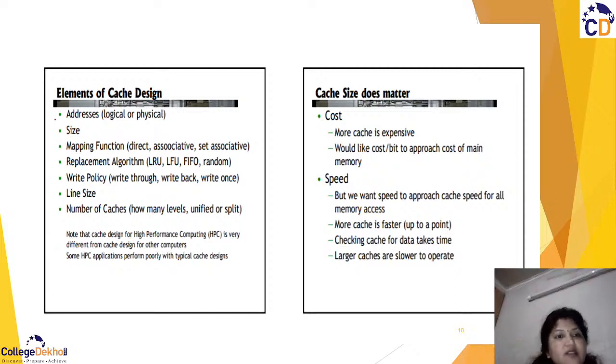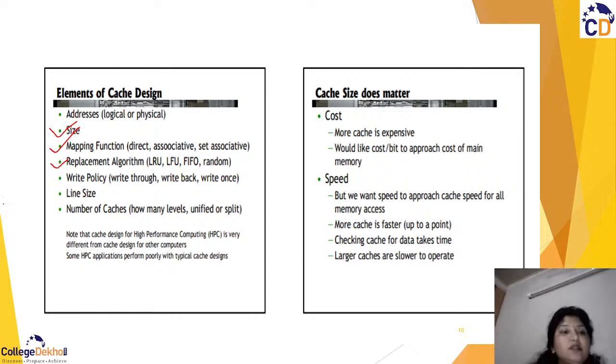Second, we have the size that matters, right? How much size you want to maintain. Then we have mapping functions, which type of mapping you are going to use, whether it is direct, associative, or set associative. Then, as I told you, the replacement algorithm. You have different methods, let's say least frequently used pages, most frequently used pages, first in first out, or last in last out. These are the different page replacement methods through which you can replace your pages, right?